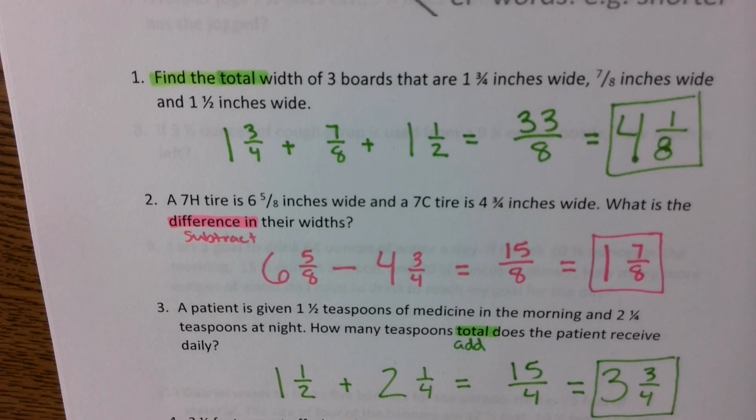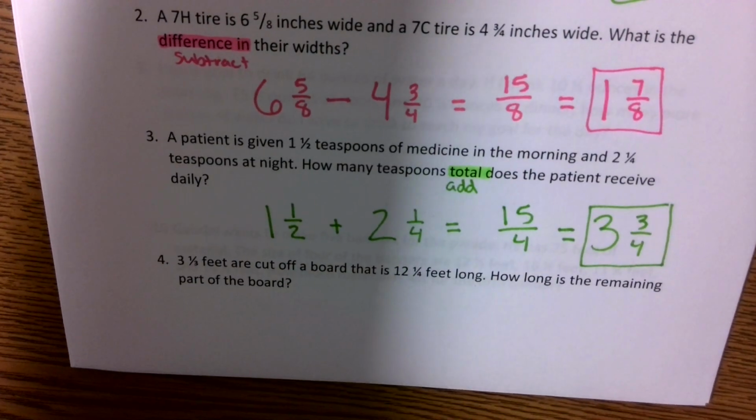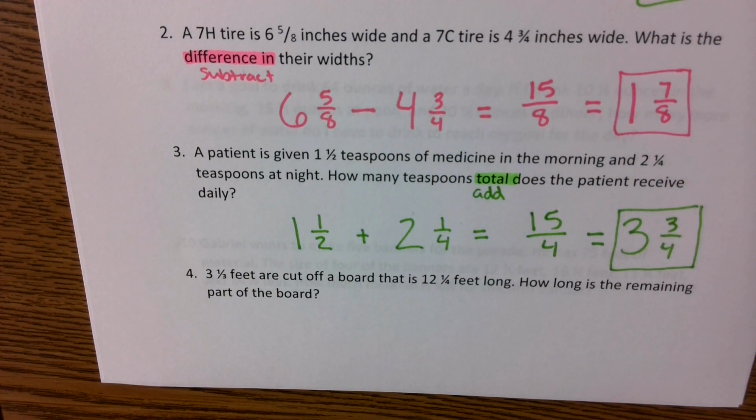All right, problem 4. 3 1/3 feet are cut off a board that is 12 1/4 feet long. How long is the remaining part of the board? Okay, what operation are we doing in that situation? Tabina, what operation are we going to do for problem 4?